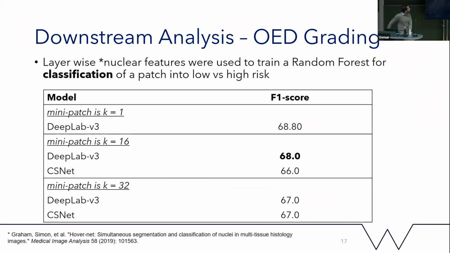So for downstream analysis, we extracted nuclear features using HoverNet for each layer, and we stratified the patch into low risk versus high risk using those nuclear features. As you can see, we got comparable results here and the same results when we had the mini patch equal to 32. So it proved that this coarse segmentation is comparable to pixel-wise segmentation when we are using the kernel size of 32, and we get almost the same performance in downstream analysis.